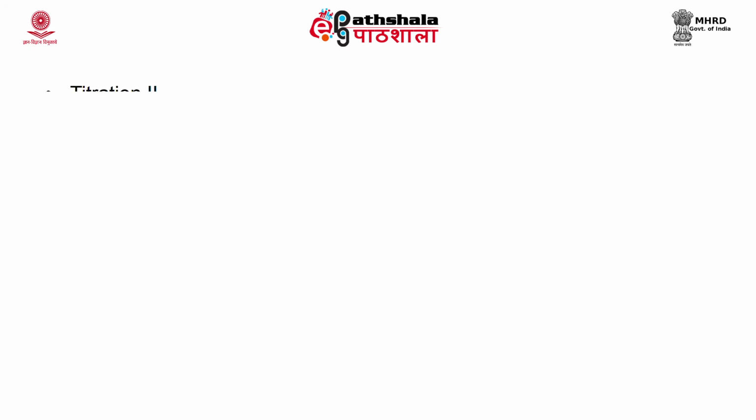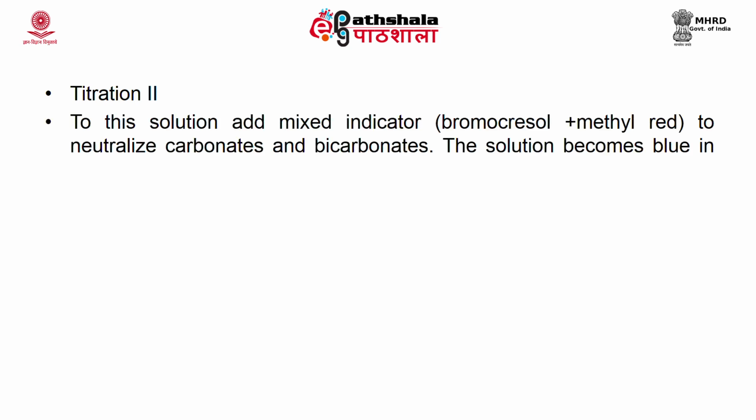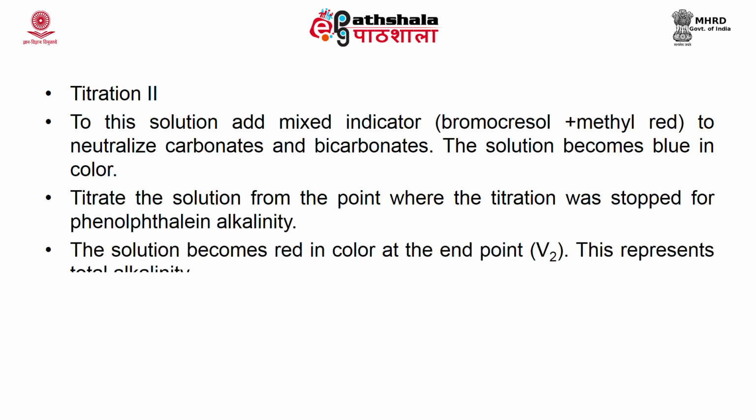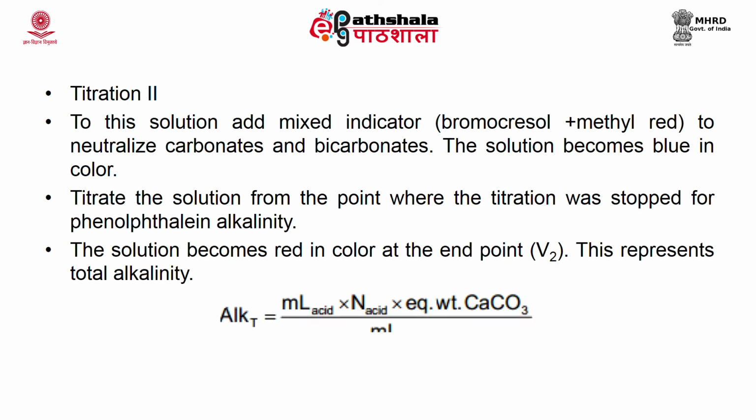To the sample, add a second indicator, that is, a mixed indicator. This indicator is for the determination of carbonate and bicarbonate. Start adding sulfuric acid from where you stopped the first titration. Now the solution will change from blue to red. This is for bicarbonate and carbonate alkalinity, and this will give you the total alkalinity. The second titration will give you the total alkalinity from the volume of sulfuric acid. Now calculate the alkalinity with the given equation.